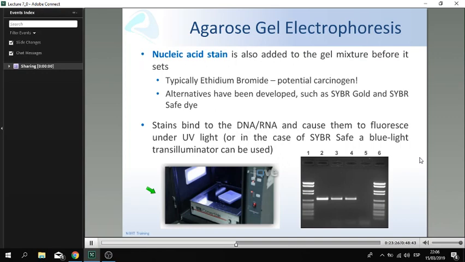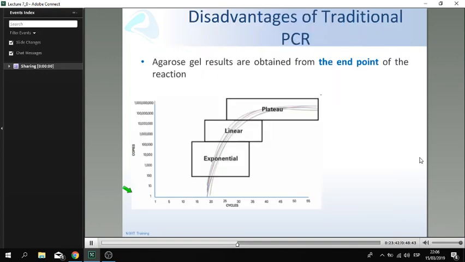So usually you use a UV light to visualize it, or you can use a blue light transilluminator in some of the instruments, and then you get images such as the one here, with your molecular weight ladder and then the different bands of your samples.